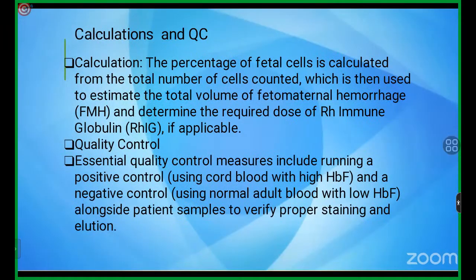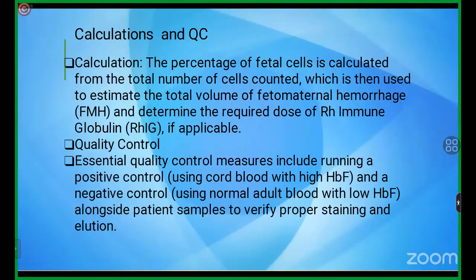Calculation and QCs. Calculation, we get the percentage of fetal cells, which is calculated from the total number of cells counted, which is then used to estimate the total volume of fetal maternal hemorrhage to determine the required dose of RH immunoglobulin, if applicable.